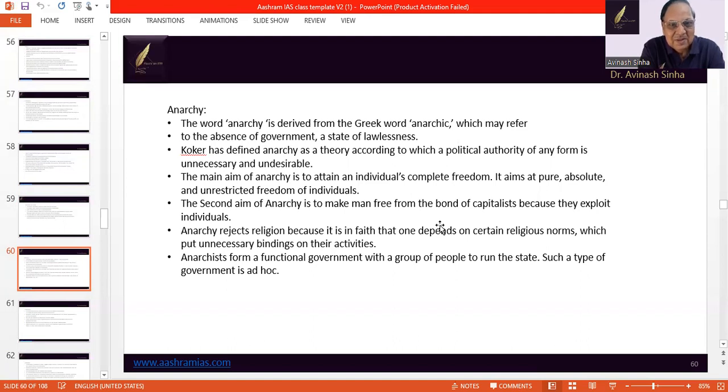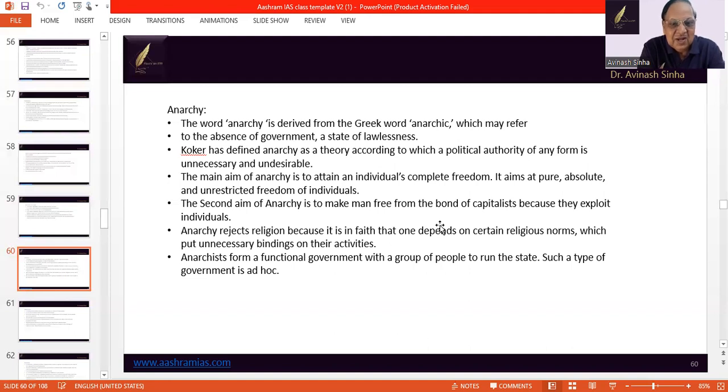Coker has defined anarchy as a theory according to which a political authority of any form is unnecessary and undesirable. No authority needed. The main aim of anarchy is to attain an individual's complete freedom. It aims at pure, absolute, and unrestricted freedom of individuals.